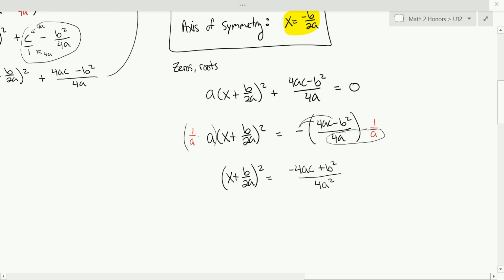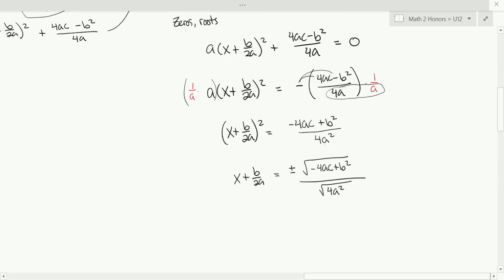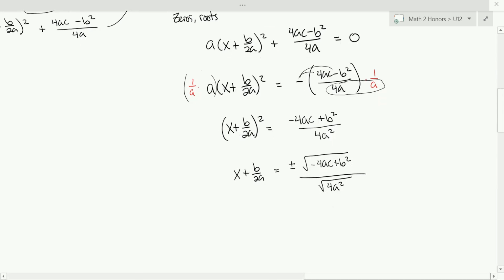Take the square root of both sides. So the left side, I'm going to have x + b/2a, because when I take the square root, that cancels out the square. On the right side, don't forget plus or minus, yeah. Square root of the top over the square root of the bottom. This is what? We're getting there.